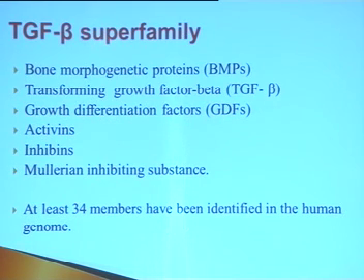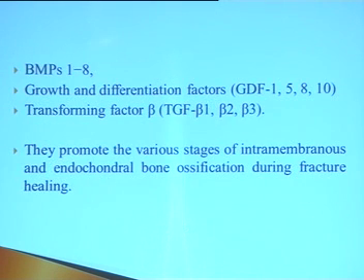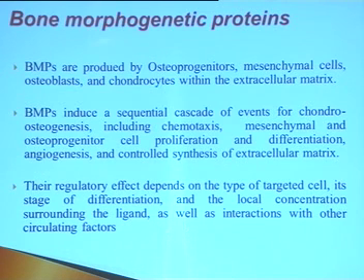Coming to the TGF-beta superfamily, they have got various factors like BMPs, TGF-beta, and growth differentiating factors. There are many more, 34 members have been identified. BMPs mainly 1 to 8 are involved in this process. Growth and differentiation factor 1, 5, 8, and 10, and transforming growth factor beta 1, 2, and 3. They are promoting various stages of intramembranous and endochondral ossification during the fracture healing.